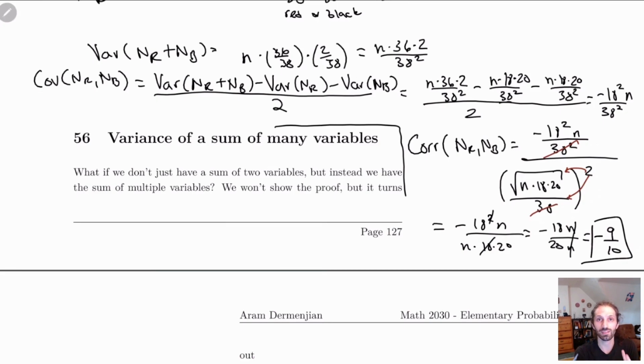And think about this. This makes sense. If I get red, I shouldn't be getting black. If I get black, I shouldn't be getting red. They're not kind of happening in relation with one another. So they should be very differently correlated.